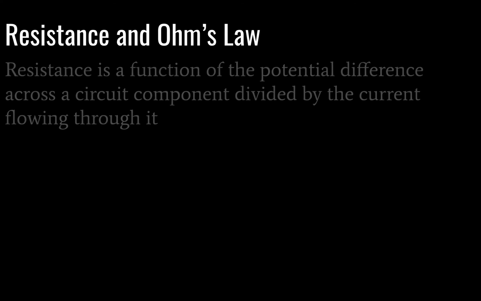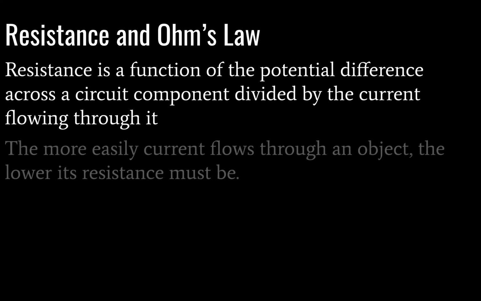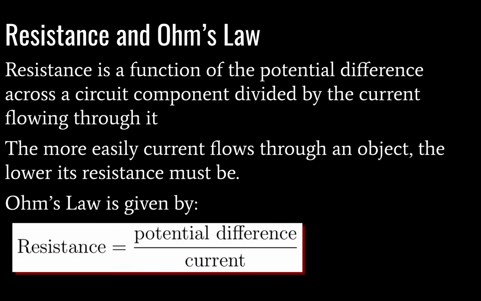Okay, so let us talk about resistance and Ohm's law. Resistance is a function of the potential difference across a circuit component divided by the current flowing through it. So the more easily current flows through an object, the lower its resistance must be. And the opposite is also true. So current and resistance are inversely proportionate. And that will make sense when we look at Ohm's law, because it is given by this. Resistance is equal to potential difference divided by current.